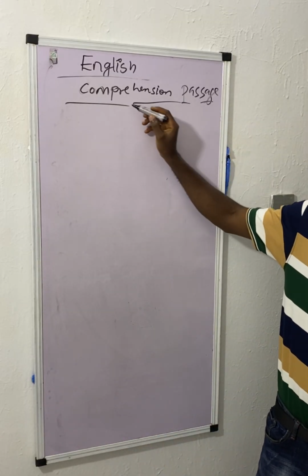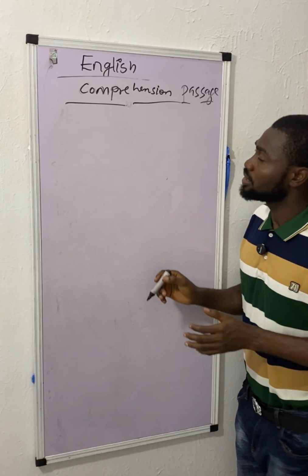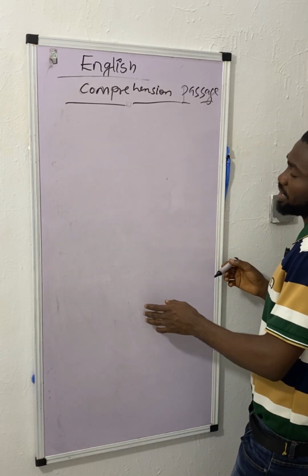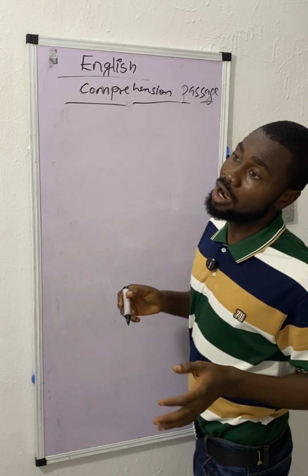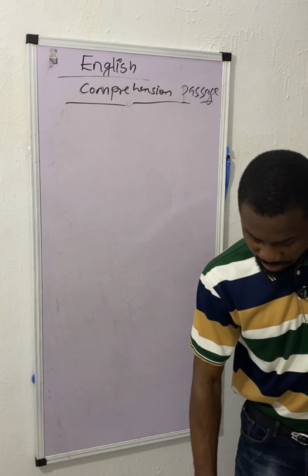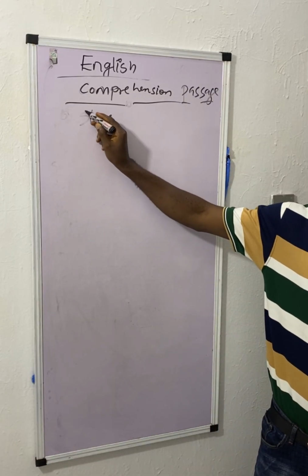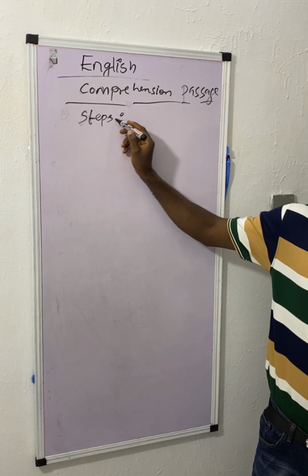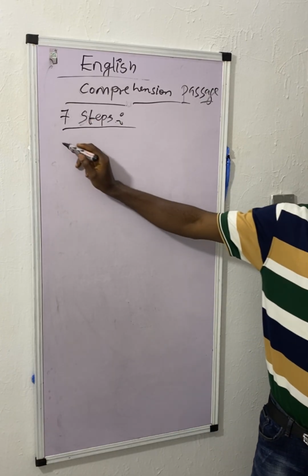But the basic, the primary reason for a comprehension passage is to test how well you can understand written words. So that's it. So what are the steps? Steps of answering comprehension. It's 7 proven steps. Number one is what?